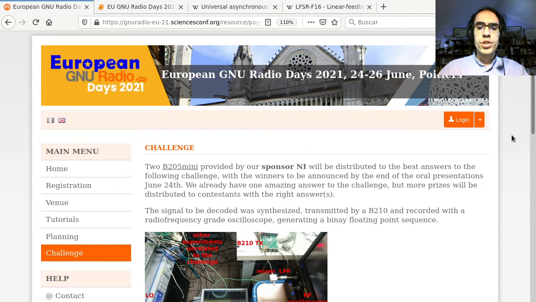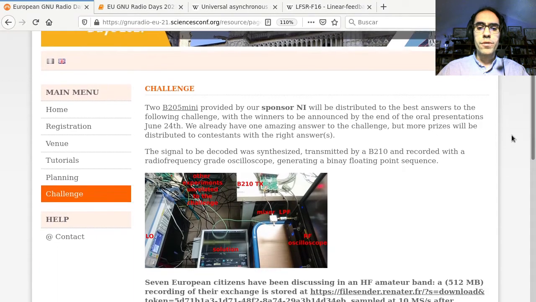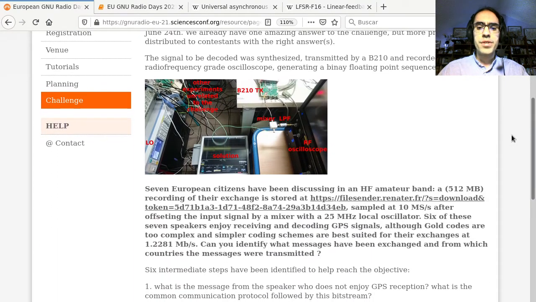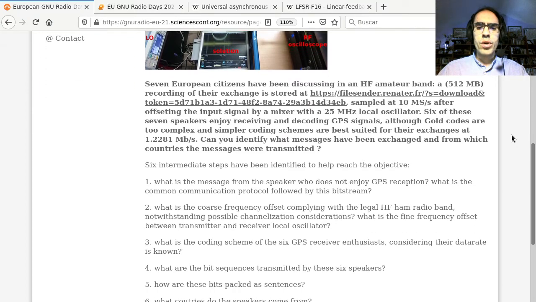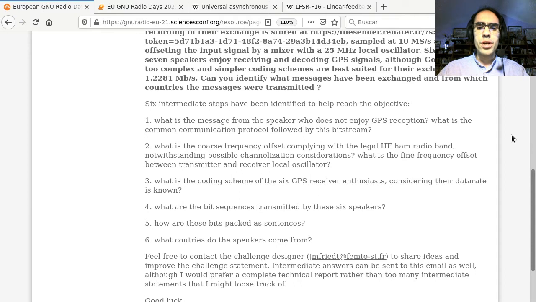So in this challenge, we're given an RF recording of some signals, and we're told that we have 7 radio emitters transmitting. 6 of them like GPS signals, and the 7th one doesn't. We're asked a number of questions which are intended to guide us to the answer. The goal of the challenge is that we're given some signals of an unknown description. We know that they are inspired by GPS, and we have to decode some data embedded in those signals. So let's get started.